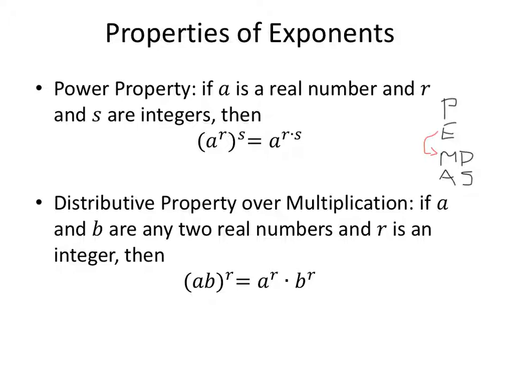The rest of the properties, still very important, not part of the big three. They don't necessarily go along with my PEMDAS model, but they're very important. If A and B are any two real numbers, and R is an integer, then if I have AB multiplied together, R times, then that's A to the R power times B to the R power. So we say that the property of exponent distributes over multiplication.